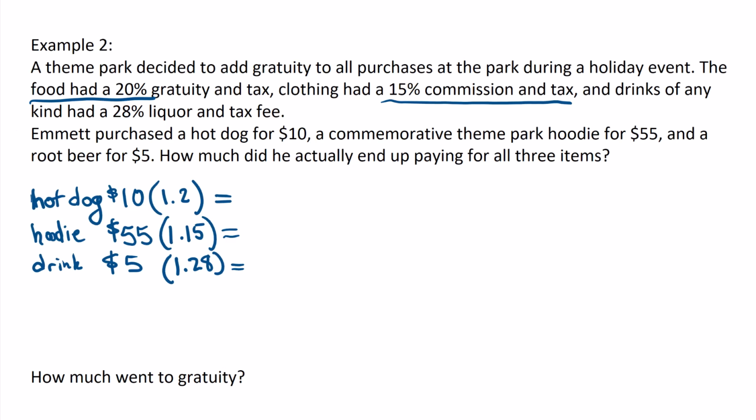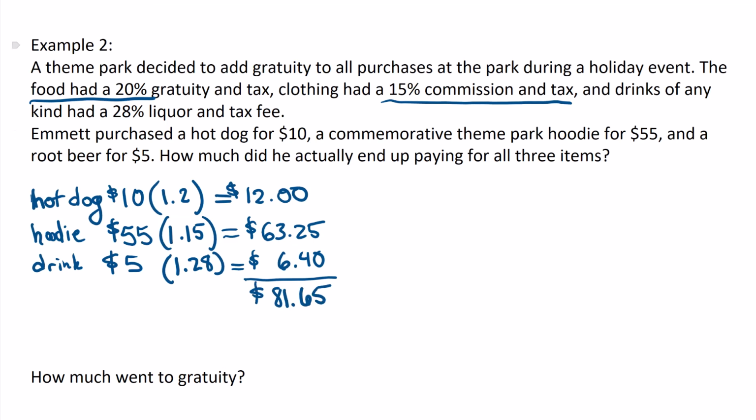10 times 1.2 should give you $12. 55 times 1.15 should give you $63.25. And $5 times 1.28 should give you $6.40. We add these all together. This should give you $81.65.